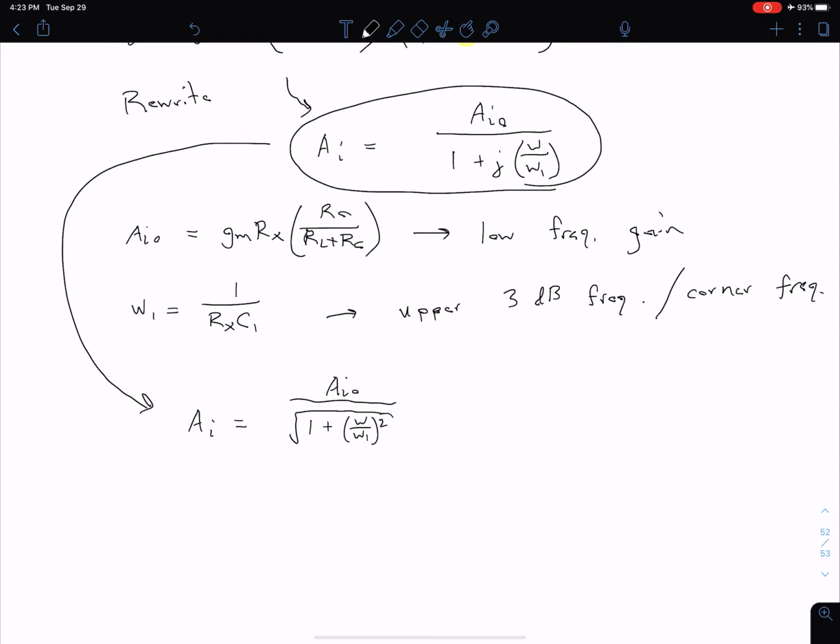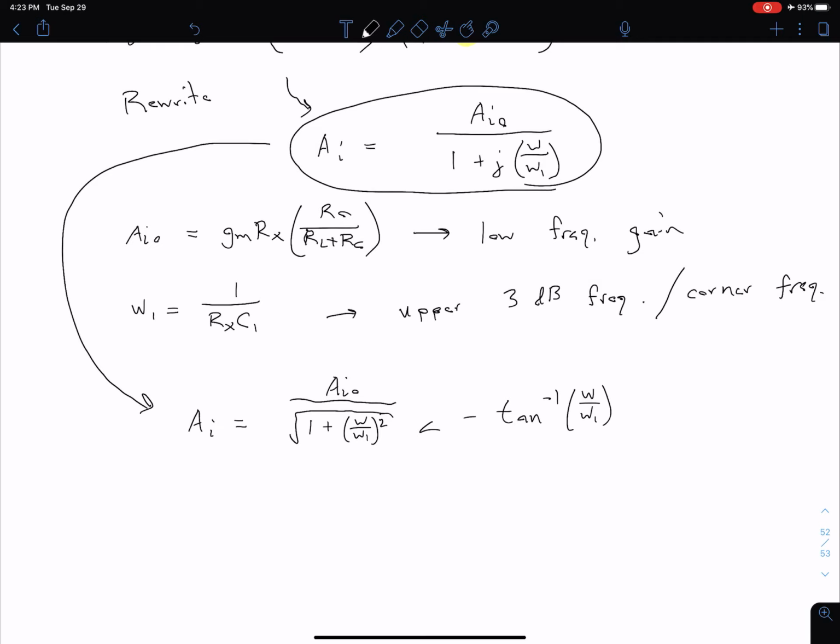So we get this. And now for our phase, our numerator is 0. So we're going to have 0 minus the phase of the denominator. 0 minus is the same as just saying negative. And now for A plus jB, the phase angle is going to be inverse tangent of B over A. So we have negative inverse tangent of omega divided by omega 1. And of course that's divided by 1, which doesn't change the form at all.